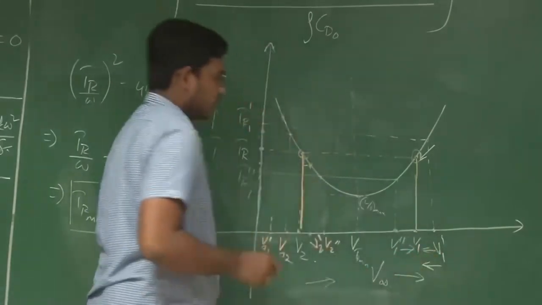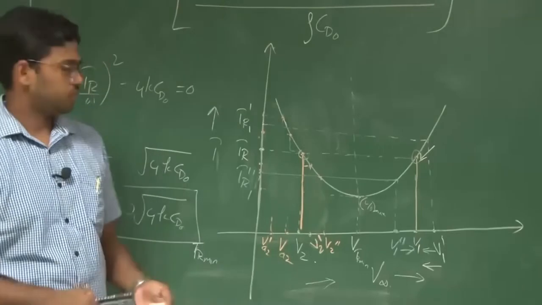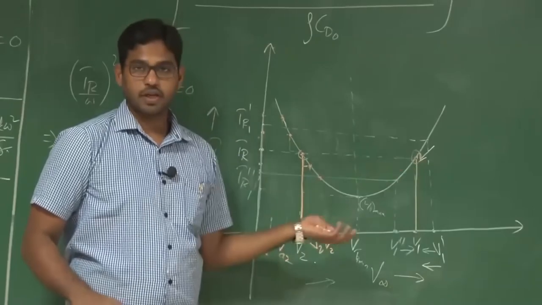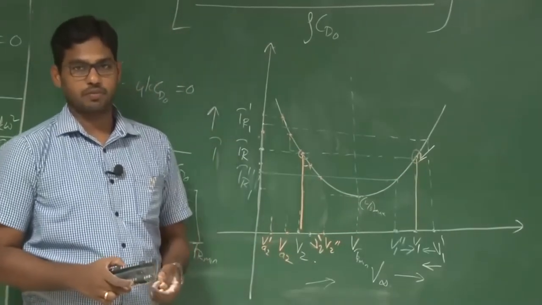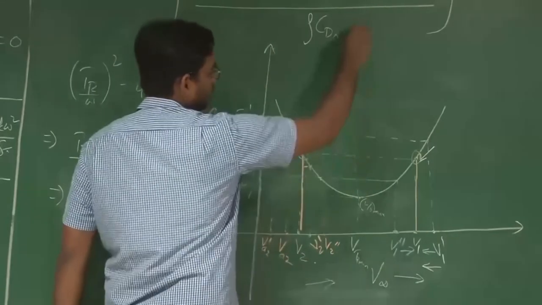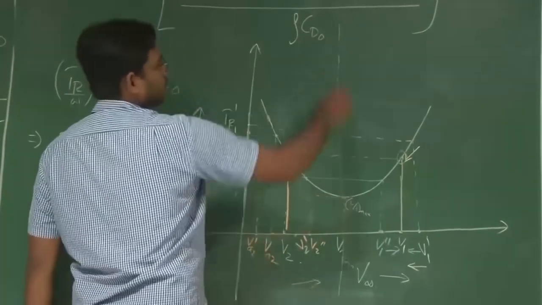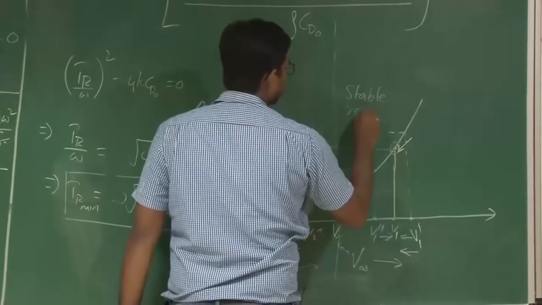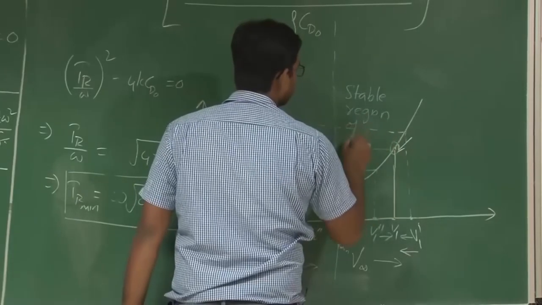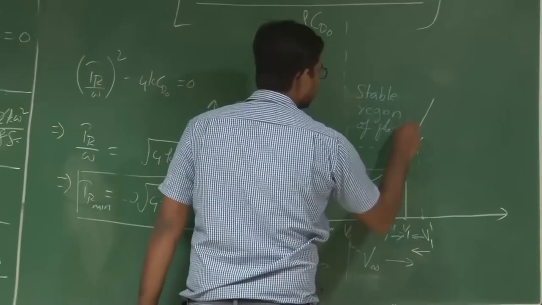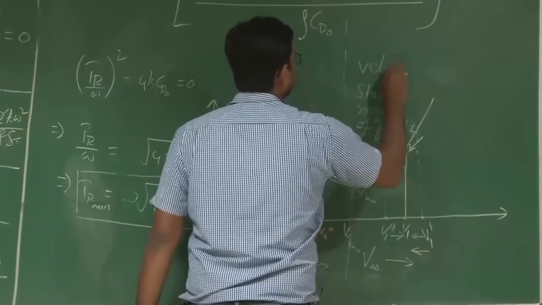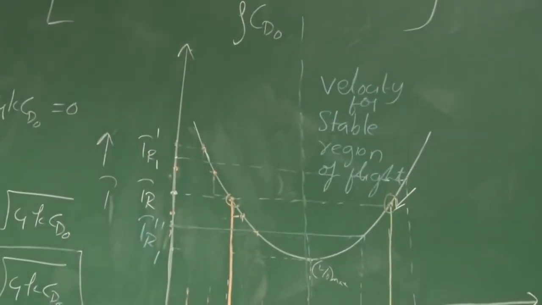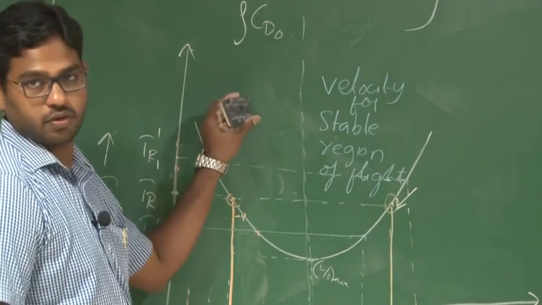That means without any external control, if there is any disturbance, if you are flying at this point, the aircraft will automatically come back towards its equilibrium. That's why the right side of this line is known as the stable region of flight, that is, the velocities for the stable region of flight. This is the unstable region of flight, right?